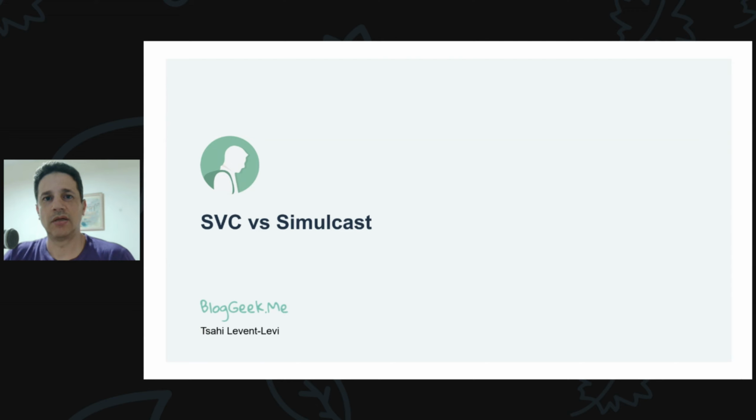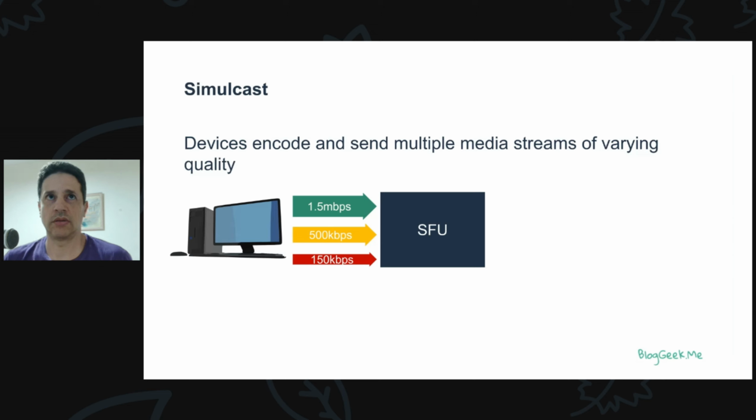SVC or Simulcast? Which one of these technologies should you be using in your WebRTC solution in the SFU, the media server? Let's start by understanding what they are exactly and then discuss it a bit. Simulcast allows us to send multiple streams in multiple bit rates and resolutions and qualities from the device to the SFU. So I'm going to take the video that you're now seeing, send it in 3 different bit rates towards the media server. The media server will be able to then decide how to send it forward.